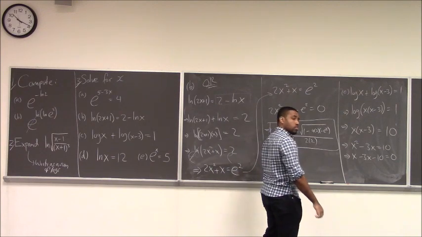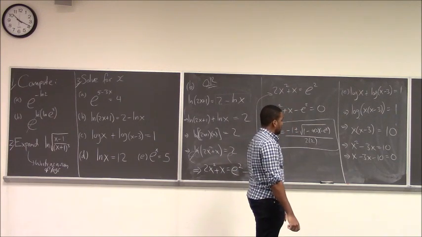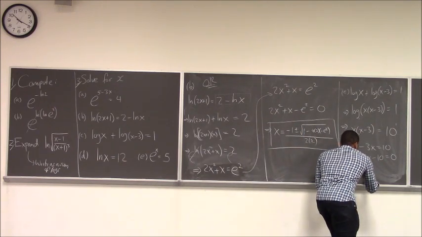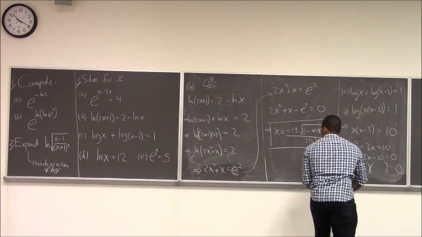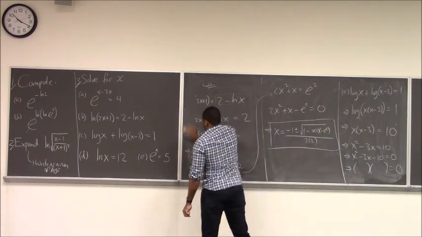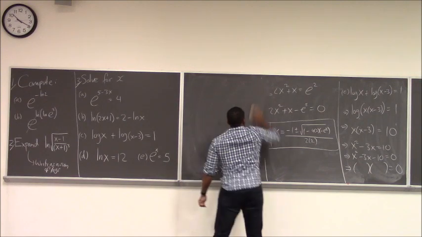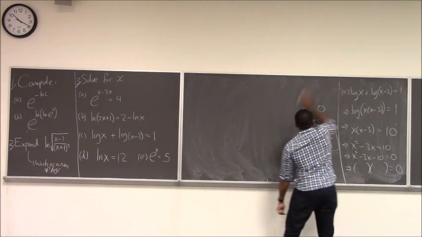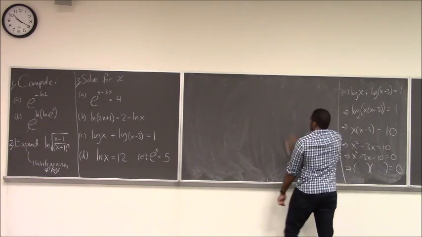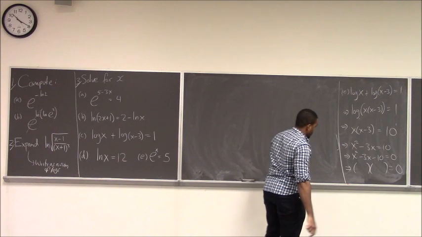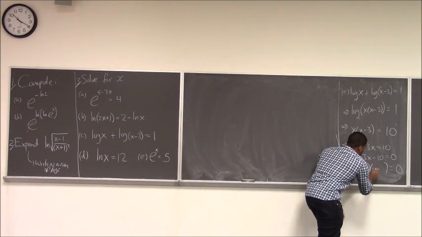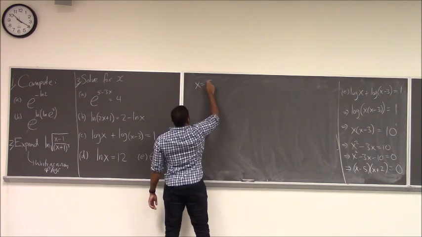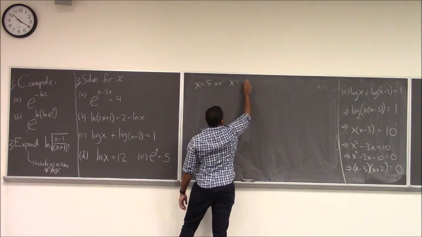Does that factor? That should be a square. What are the factors? Minus 5 and positive 2, right? And so x can be 5 or x can be minus 2.